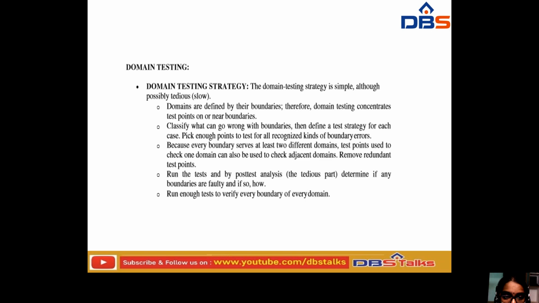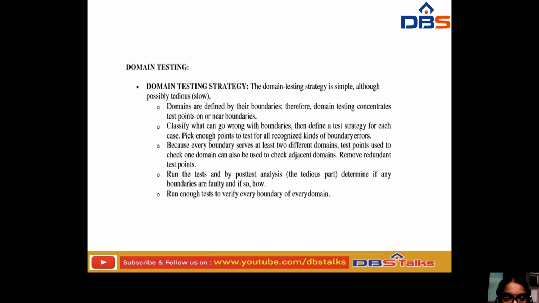Here, the domain testing strategy is simple, but it is possibly tedious. Tedious means it is very slow. Slow means that without being fast, it becomes very slow.